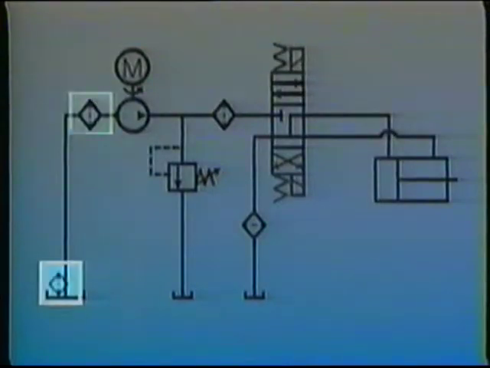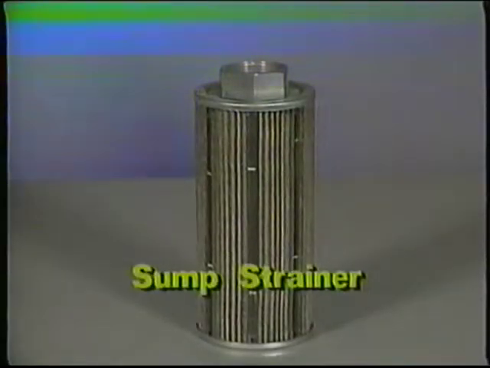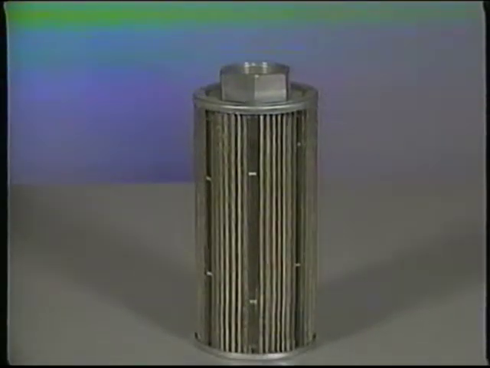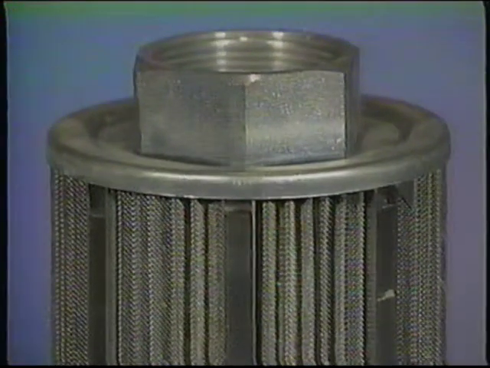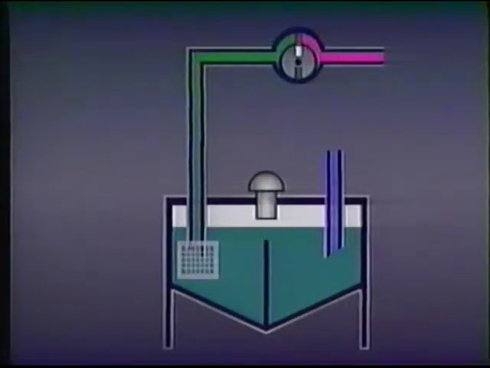Many systems have a filter in the reservoir or sump where much of the dirt in a system eventually collects. These filters are called sump strainers. Usually they're relatively coarse filters, often 74 microns or larger. They're on the suction side, so they protect the pump by filtering the fluid before it goes through the pump. And they generally cost less than other filters.